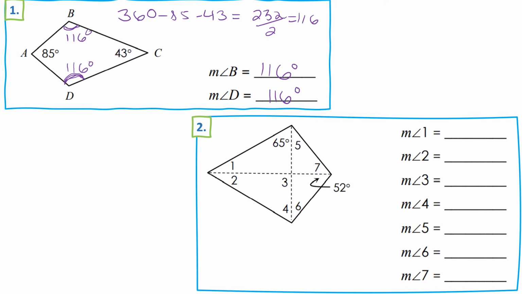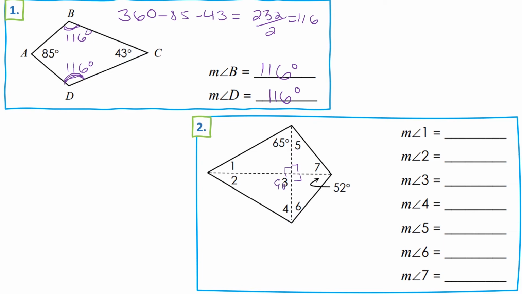I like to fill in the figure before I actually fill in my lines here. So I know that these are all right angles, right? Because the diagonals are perpendicular. So this would be 90. Angle 3 would be 90.